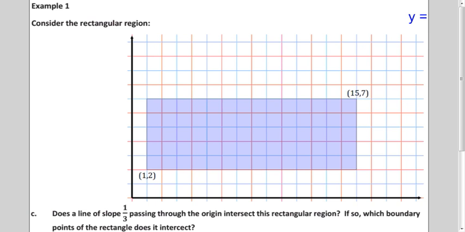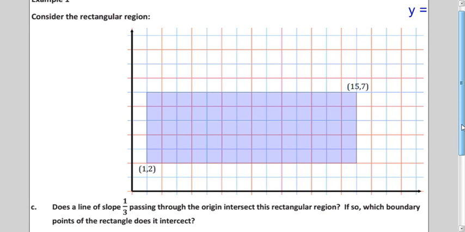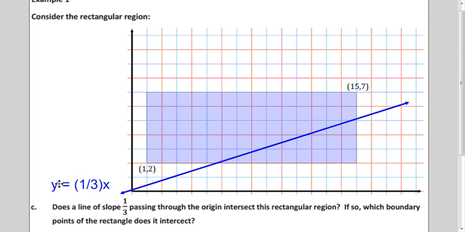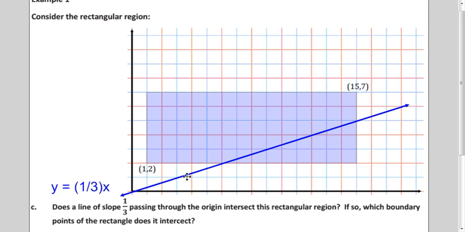What if the slope is 1/3? So it's going through the origin, a slope of 1/3, what happens here? Well, it's still going through it twice, but now this point over here, where it's exiting the region, that's hitting this vertical side. So we have to be careful.